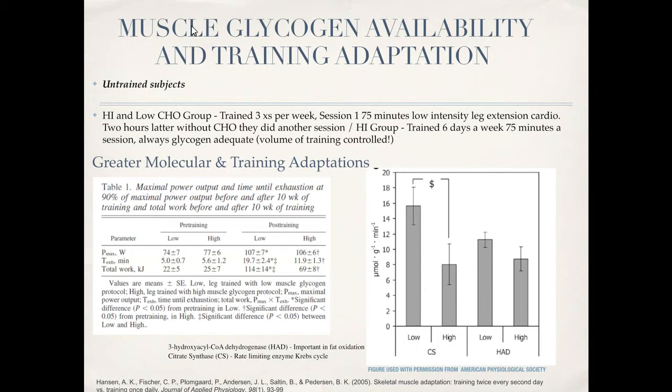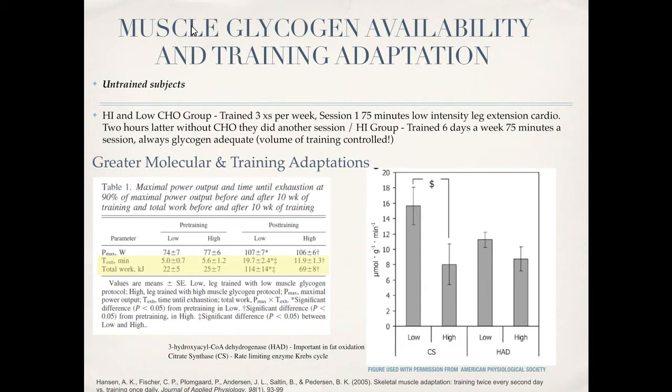So if you look here at the total work pre-training and post-training, you can see that the total work actually went up more in the low carbohydrate group than the high. Okay, so when they did a time to exhaustion trial, they were able to do more total work. So this actually improved performance.